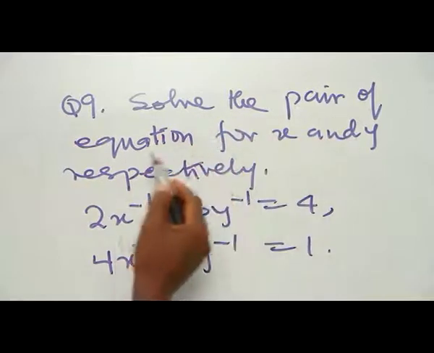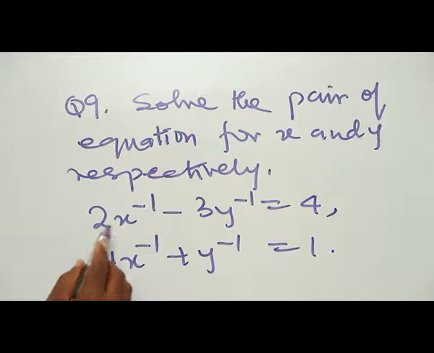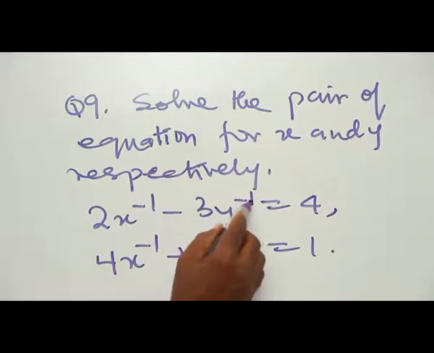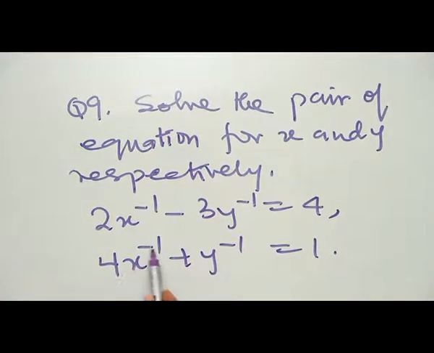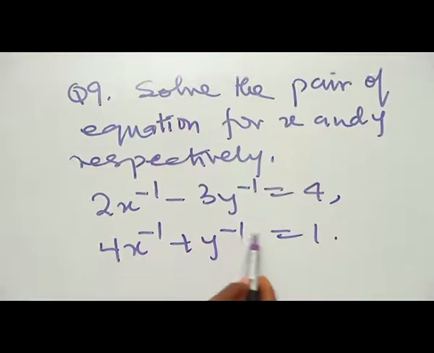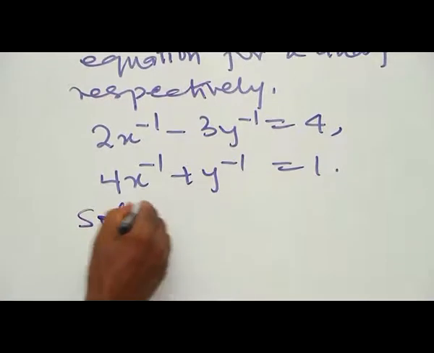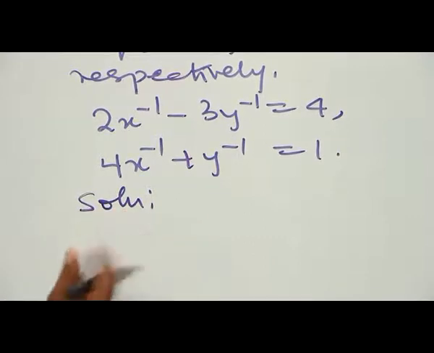Solve the pair of equations for s and y respectively. 2 into s to the power minus 1 minus 3 into y to the power minus 1 equal to 4. 4 into s to the power minus 1 plus y to the power minus 1 is equal to 1. Our solution. There are two ways of solving this problem. Let me take the one of using the indices.